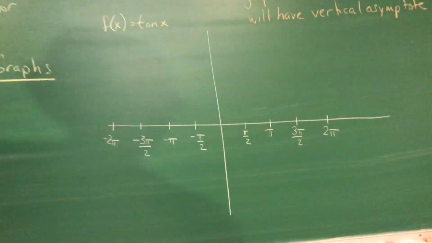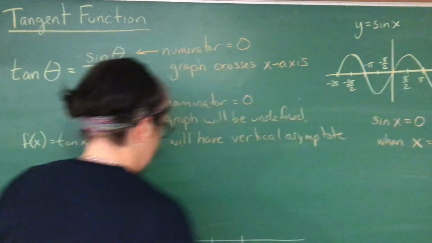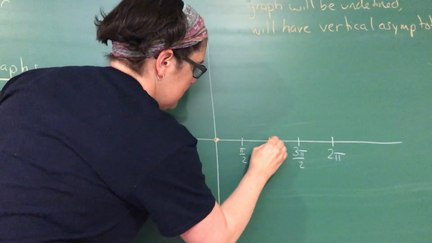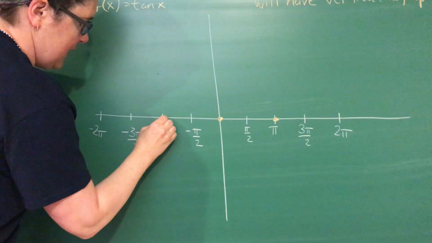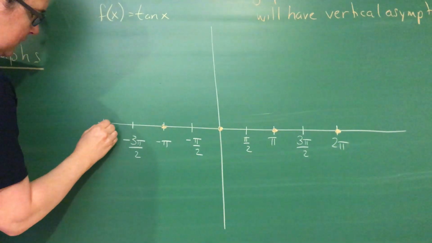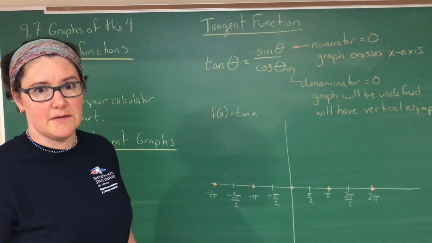Okay, and x values where the sine of x is equal to 0 are 0, pi, negative pi, 2 pi, and negative 2 pi. Okay, so those are all places where a tangent function is going to cross the x-axis.